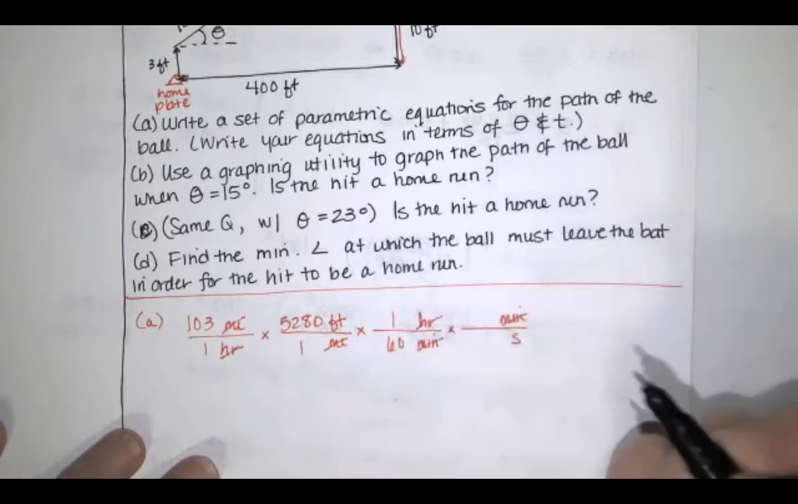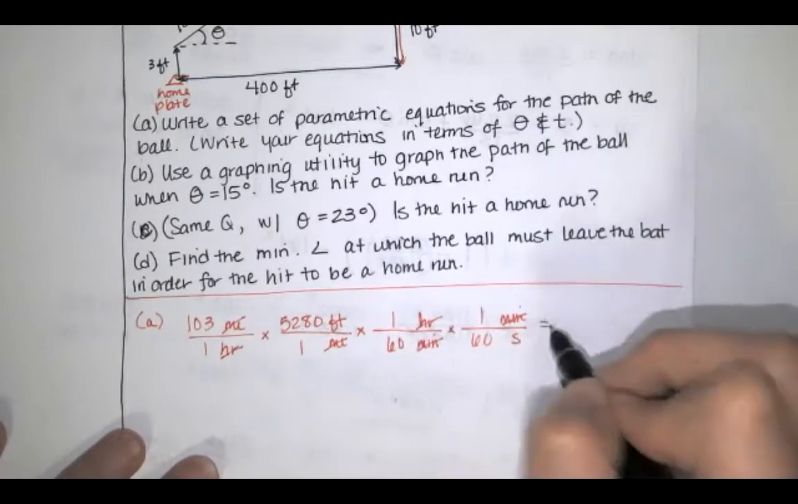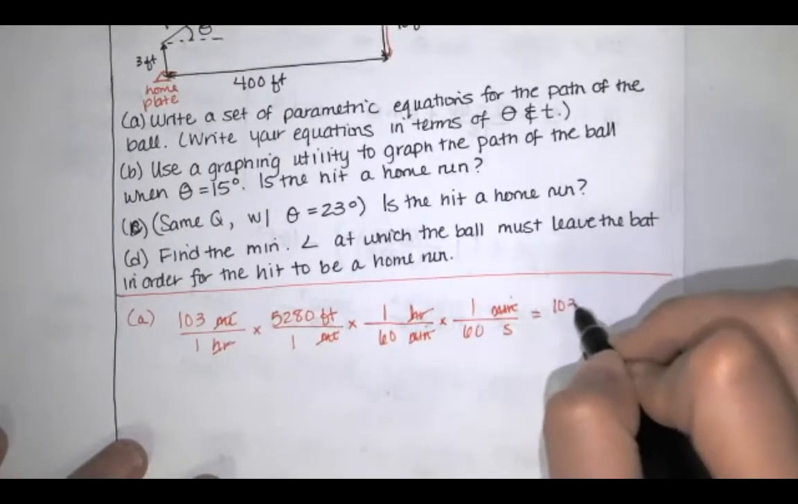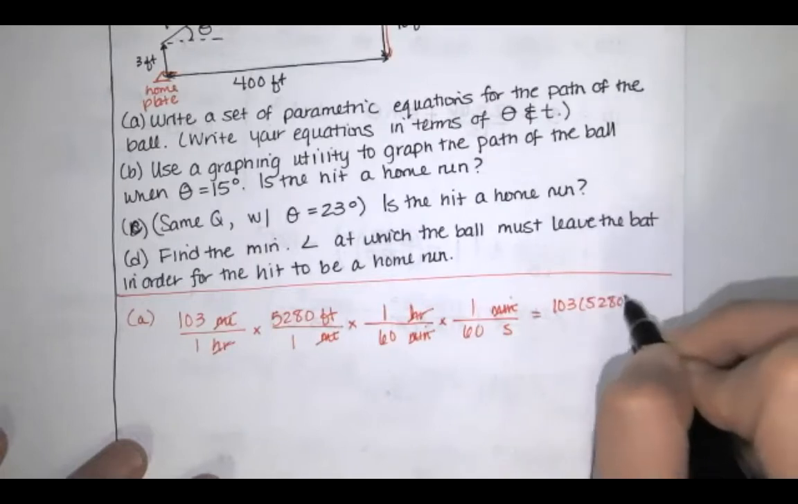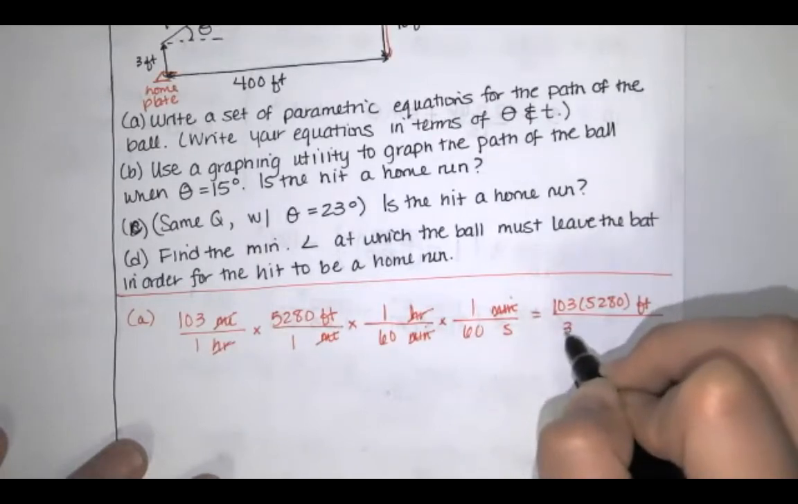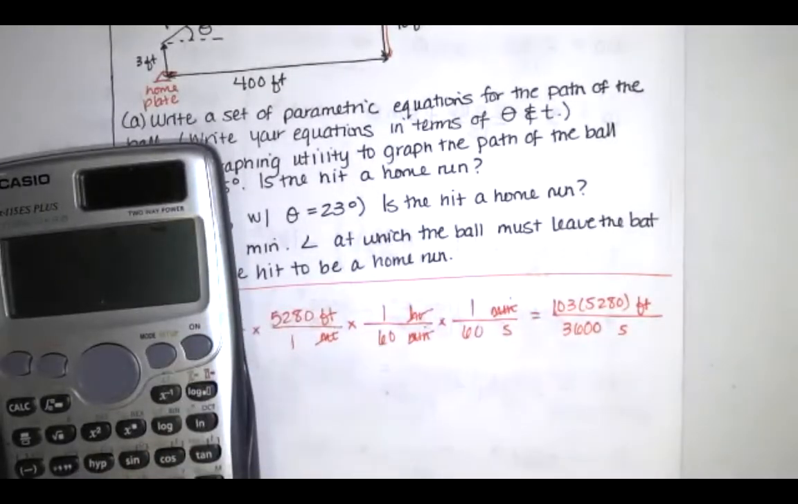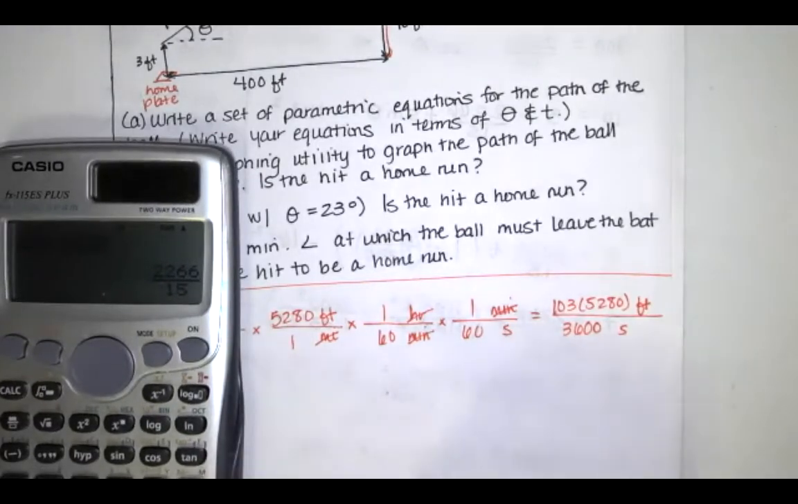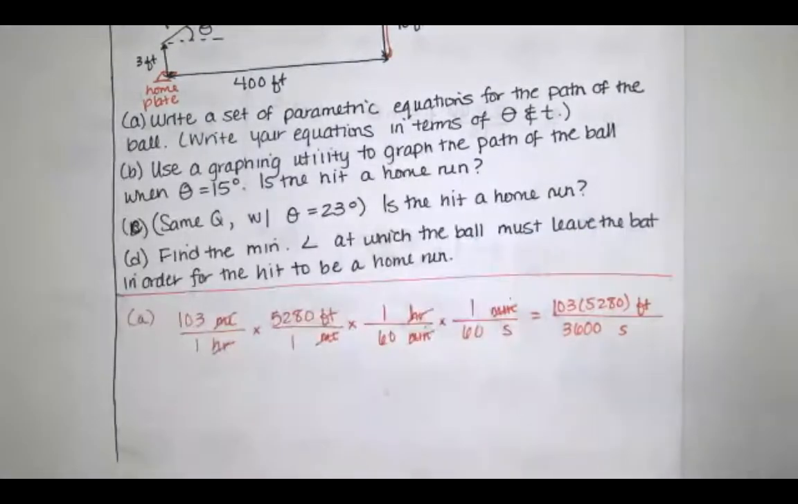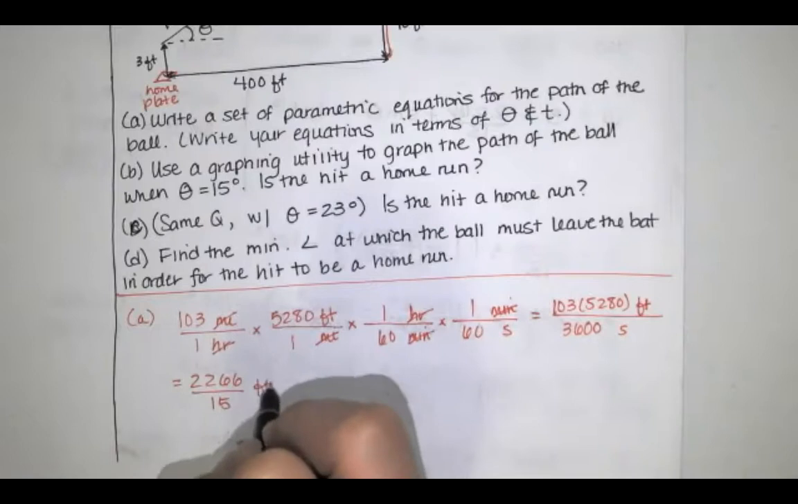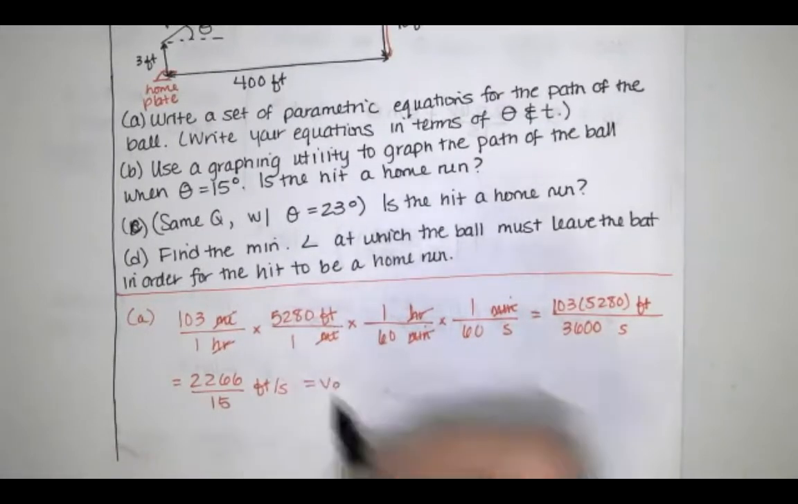1 hour is 60 minutes and 1 minute is 60 seconds. So then if we multiply straight across, we're going to get some number of feet out of 103 times 5,280 feet out of 3,600 seconds. And so I get 2,266 over 15 feet per second. That's my v0.